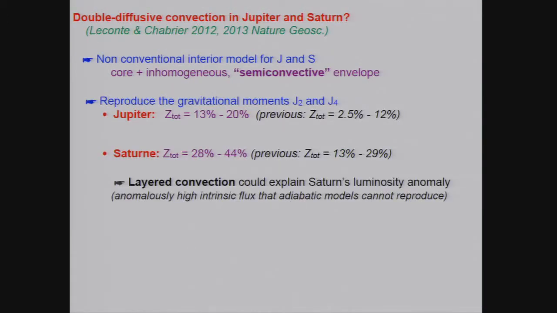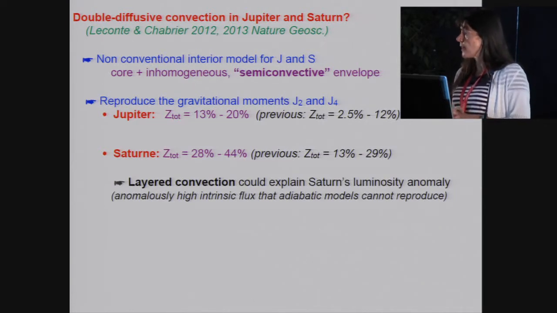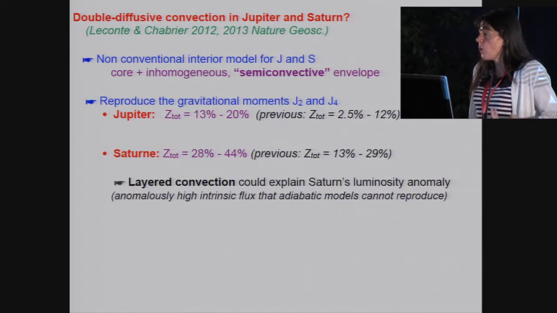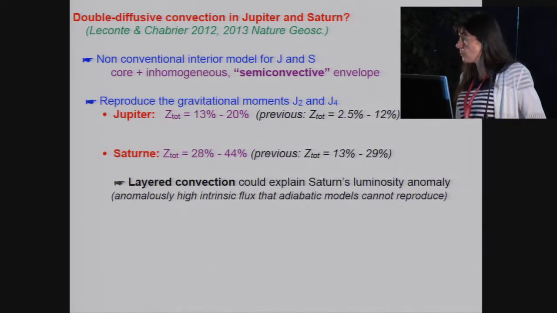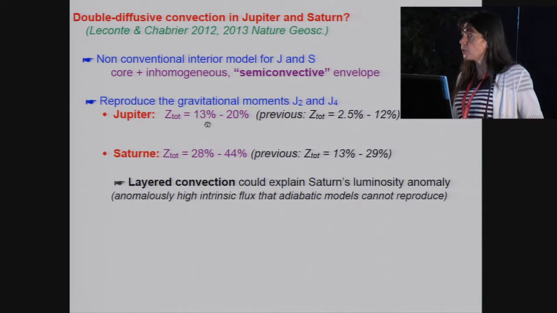Most interestingly, recently Jérémy Leconte and Gilles Chabrier have applied this idea of double diffusive convection to Jupiter and Saturn, and they have shown that a non-standard, inhomogeneous model of Jupiter and Saturn could reproduce all the observational constraints and above all the gravitational moments. The first important thing is that they find that the metal enrichment in this case has to be much greater for Jupiter and Saturn compared to what is predicted by fully adiabatic models.